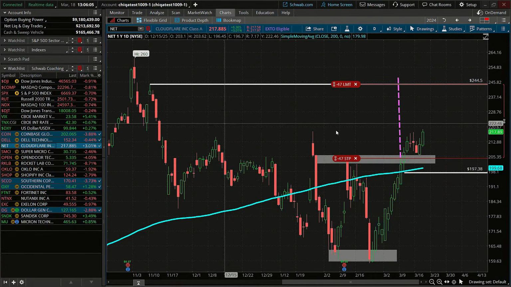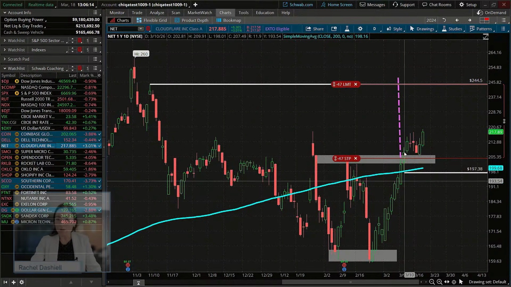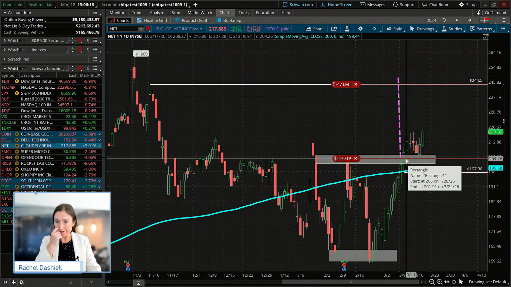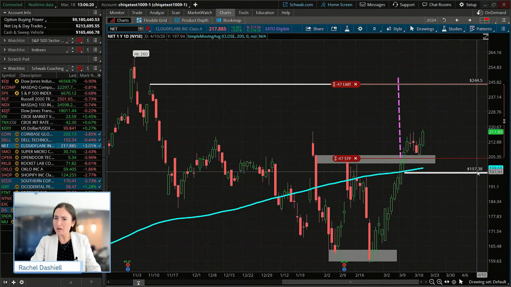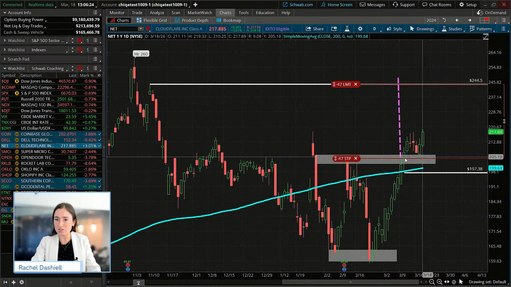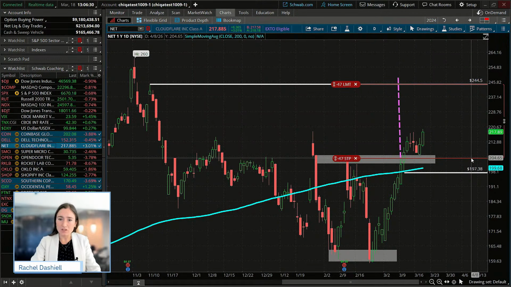Now, another one that we have here is NET. So we have Cloudflare. Now, we traded this double bottom breakout formation there. So our order did get triggered. We do have our stop. We actually had our stop in here below. I actually raised that to our breakout level. So that should be right around 204.50, right around that level or so. So that stop did get raised.